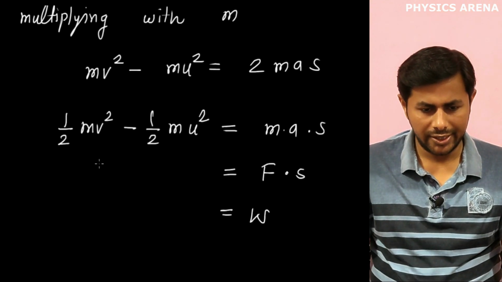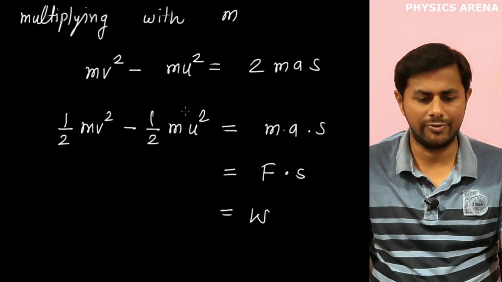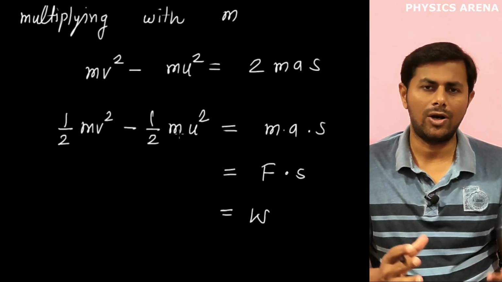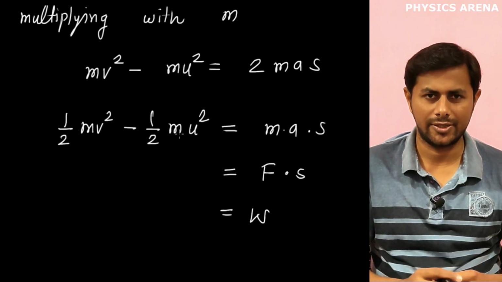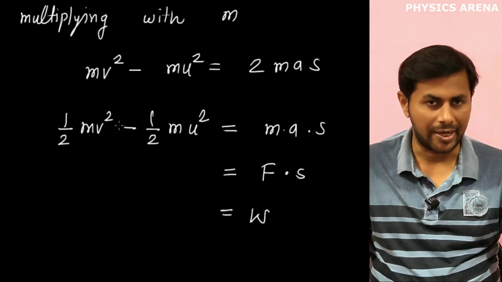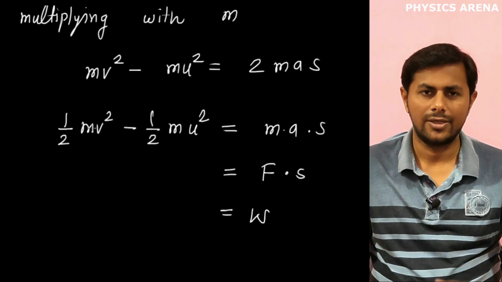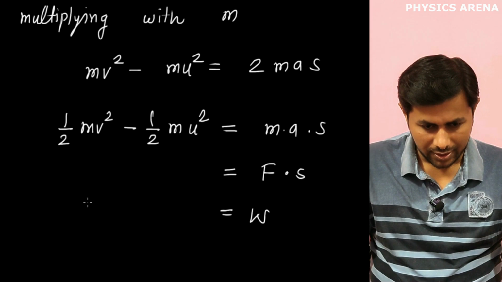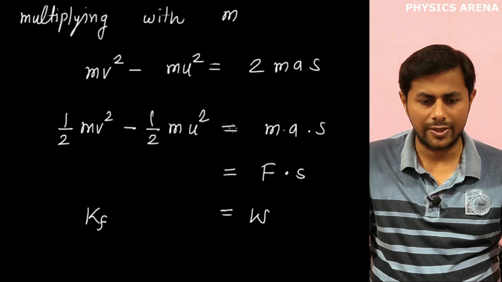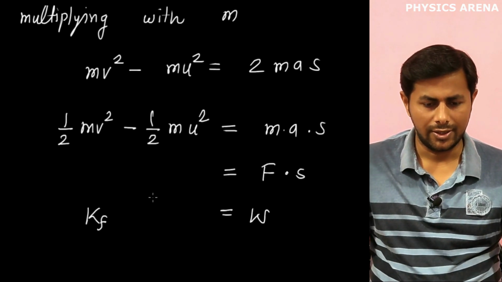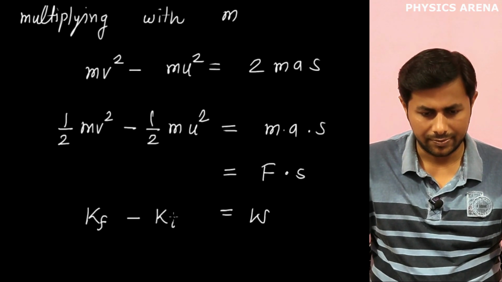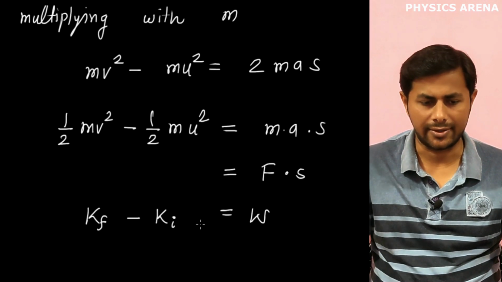Okay. Now these terms on the left hand side of the equation, half of m times v squared minus half of m times u squared, we call them the kinetic energy of the object. So half of mv squared, since v is the final velocity, we call this term the final kinetic energy. Let's denote it by K suffix f. And half of mu squared, since u is the initial velocity or initial speed, it is called the initial kinetic energy of the object. So let's denote it by K suffix i.